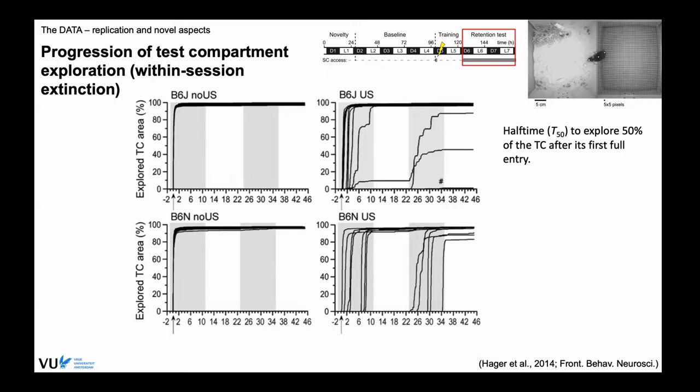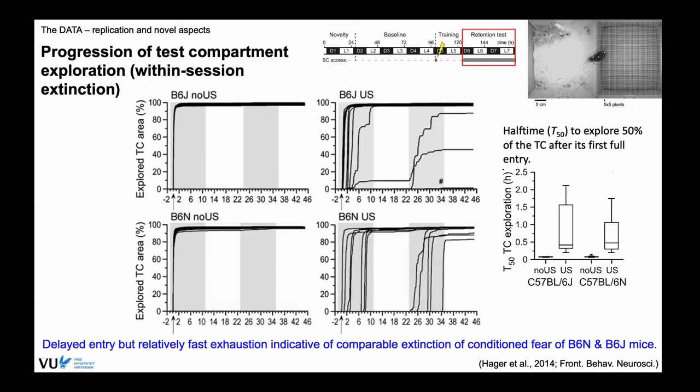So I'm a little bit worried that the assays that we are using are really not very useful and very artificial. So we measured the half time to explore, and there is no difference between the strains. So the difference is maybe the difference based on the stress exposure in the novel situation again.